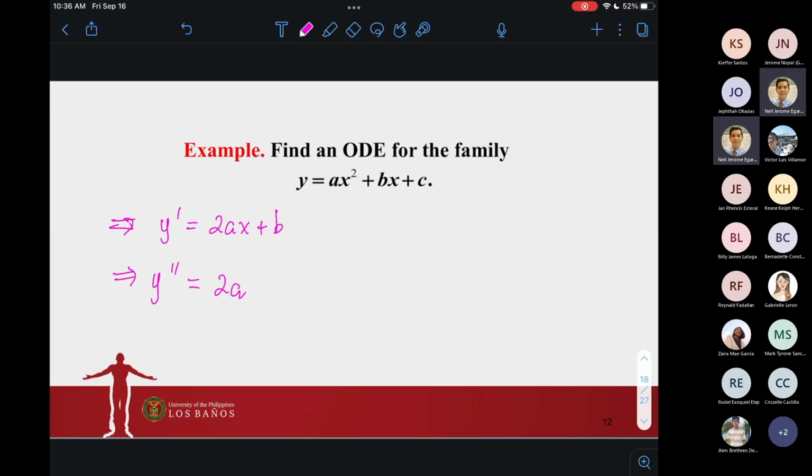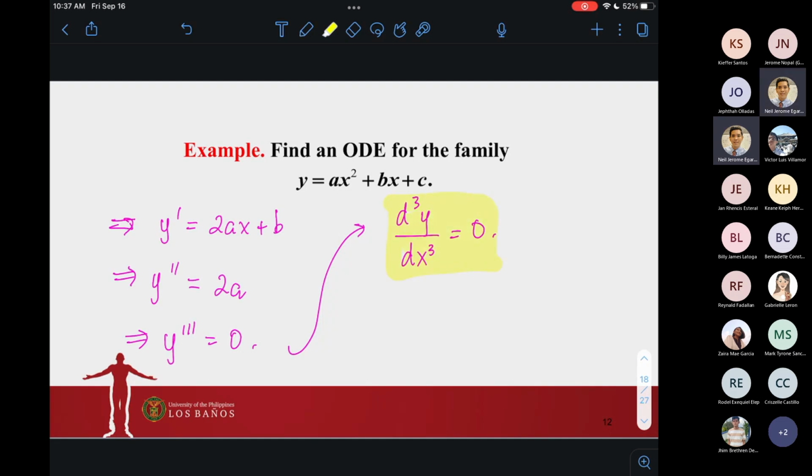And then, meron pa rin parameter. Si parameter a natira pa rin. So we move on and use our last possible step. Third possible step, take the third derivative, and that's going to be 0. Right? So basically here, we get d cubed y over dx cubed is equal to 0.